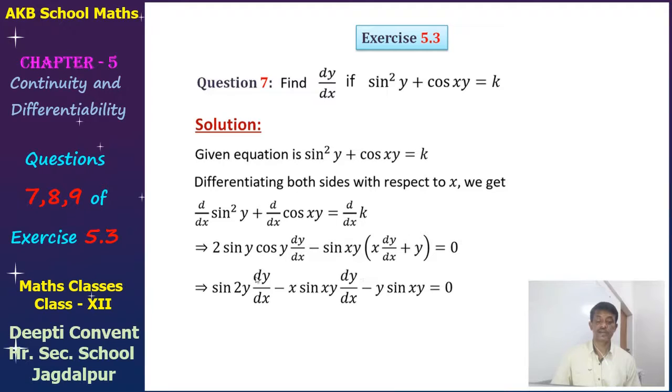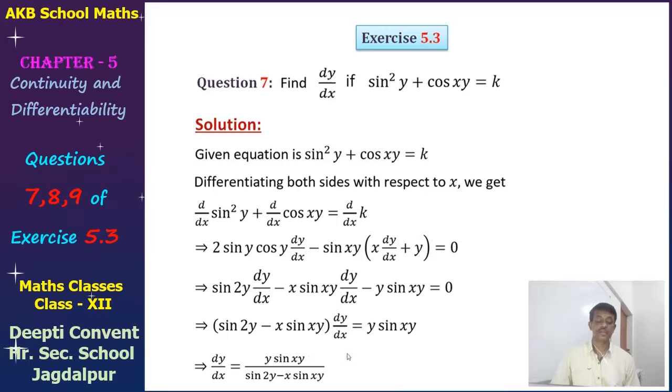Here dy by dx is in two places, so collect it, take dy by dx common, now (sin 2y minus x sin xy) dy by dx, and take this value out on the right side, minus becomes plus. So now dy by dx equals this upon this, that is y sin xy upon (sin 2y minus x sin xy).